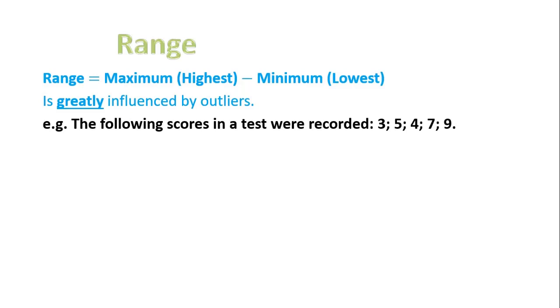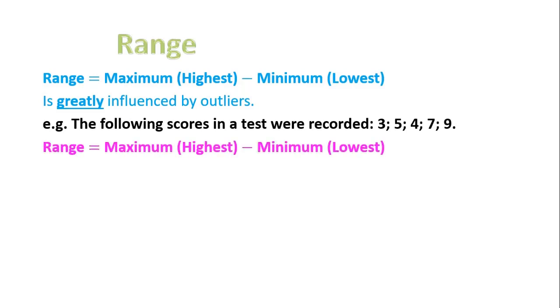If we're going to work out our range, it's the maximum or the highest minus the minimum or the lowest. So what's the highest in our 5 numbers? Can you see it's 9? What's the lowest or the minimum? Can you see it's 3? And so my range equals 9 minus 3. That then gives me 6. And that's how you work out the range: maximum minus minimum, or highest minus lowest. And that's your range.